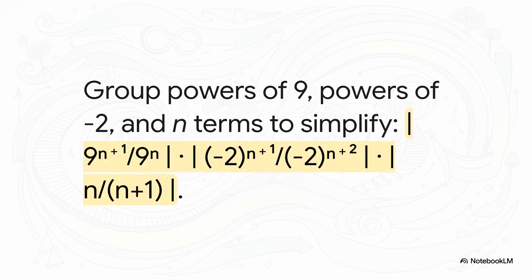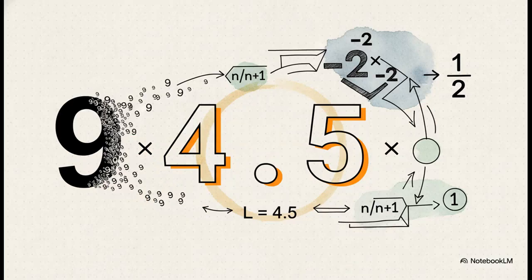So after we set up that big old fraction, a really great strategy is to group the similar terms together. See, we put the powers of 9 together, the powers of -2 together, and the n terms together. And notice, those absolute value bars are super helpful. They make the negative signs totally irrelevant for our calculation. Now we can just look at what each little group does as n gets huge. The 9s simplify to just 9. The powers of -2 simplify down to an absolute value of 1 over -2, which is just 1/2. And that last part, n over n plus 1, that heads towards 1.